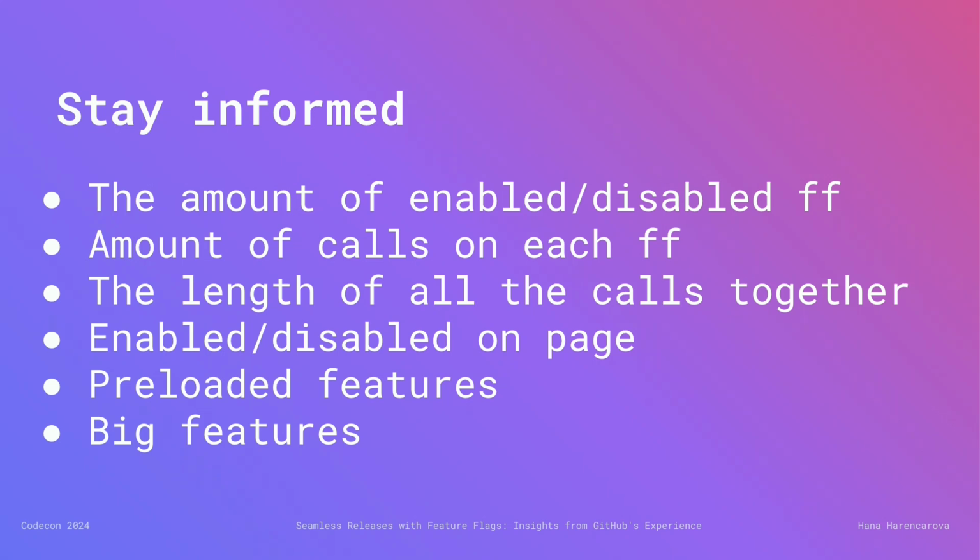So we want to know how our web app performs, because that's what we actually care about, right? That people can use it, and that they get a good experience. On each page, we, as staff, can see the amount of enabled and disabled feature flags, and also the amount of calls we are doing, how long those calls are taking, which features are preloaded and which of those features are big features. Of course, every company has its specifics, so it's important to cherry pick what's working for you, what fits your case.